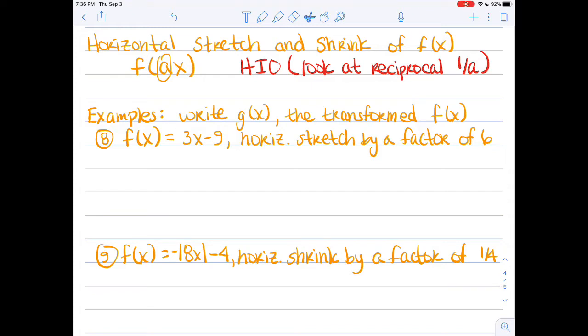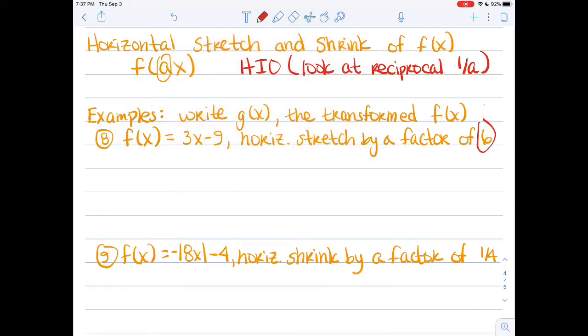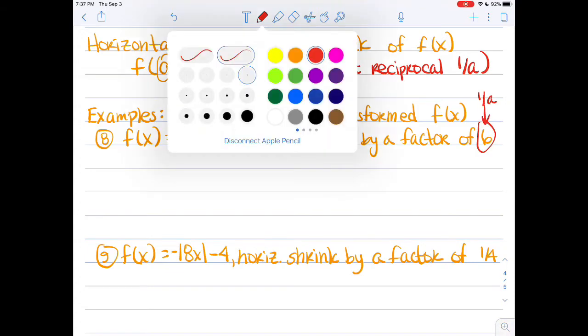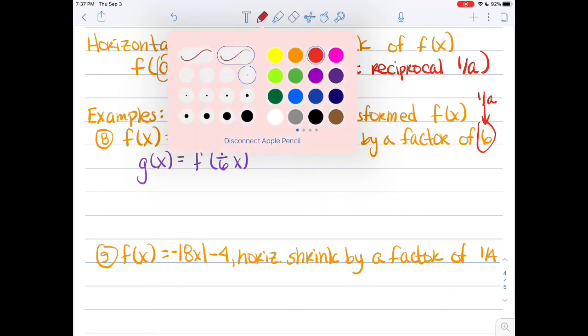So let's go ahead and take a look at an example. We want to start with the function 3x minus 9 and horizontally stretch it by a factor of 6. Okay, so remember that 6 is 1 over a. In the function itself, we're going to need to account for a. So our g of x is equal to f of 1 over 6 x, where the 1 over 6 is our a value.